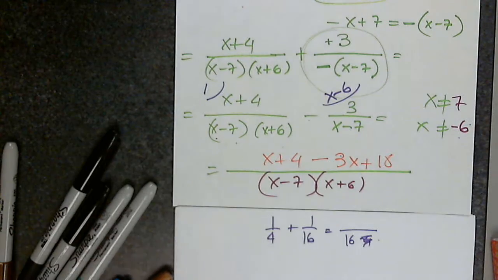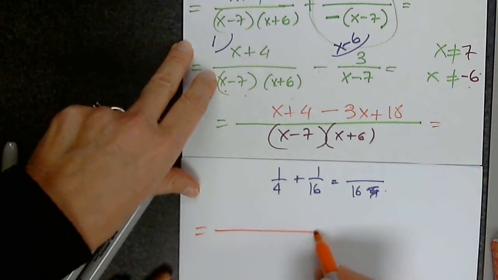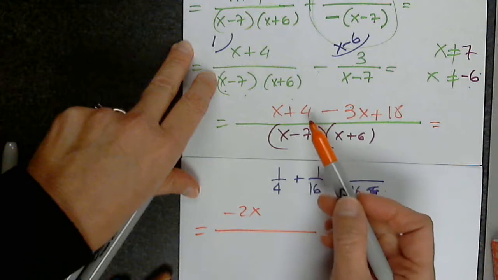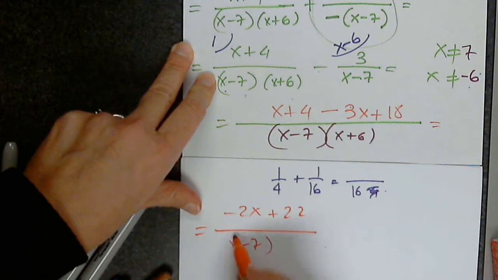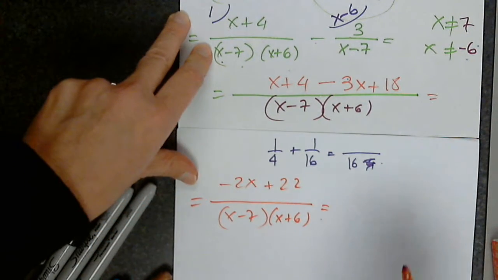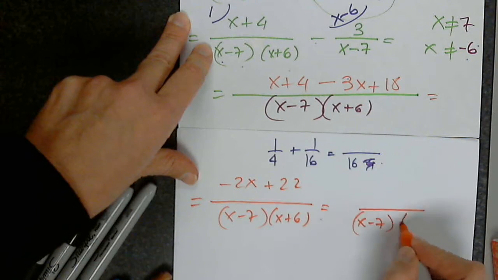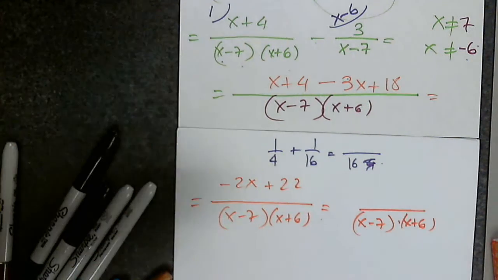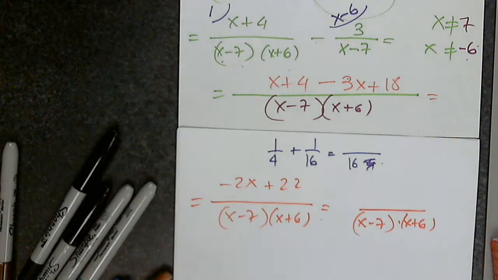Very good, excellent. So now negative 3x plus x is negative 2x, and 4 plus 18 is 22 over the whole denominator. And yes, I will factor out what? Although I will not be able to further simplify, but I will still factor what in the numerator, as we discussed in chapter 6.